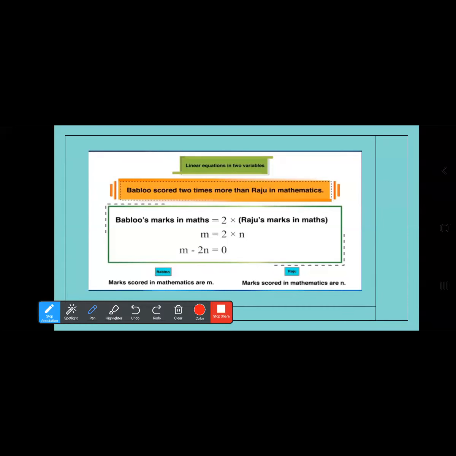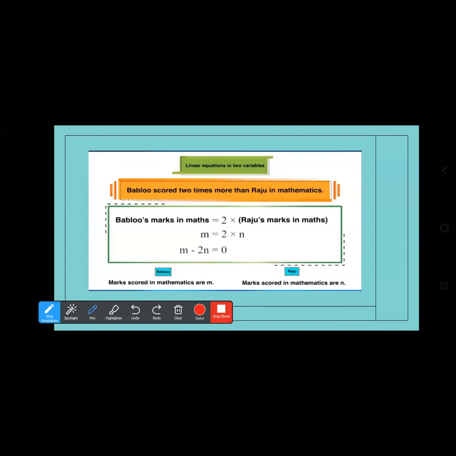Let us take another example. Bablu scored 2 times more than Raju in mathematics. As I told you, we will go into detail when we move to word problems. Here, words like 2 times, more than, increase, together, decrease all have a specific mathematical notation, and you should know this notation because it is useful for framing the linear equation.